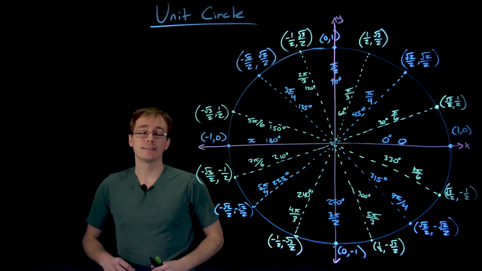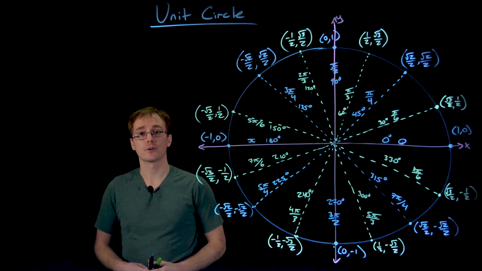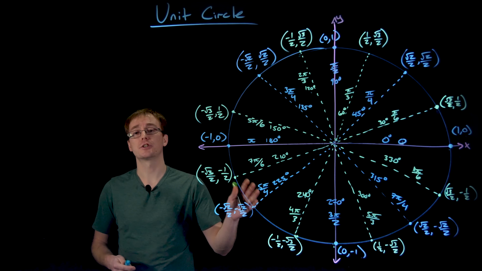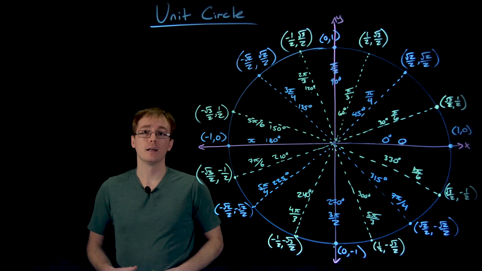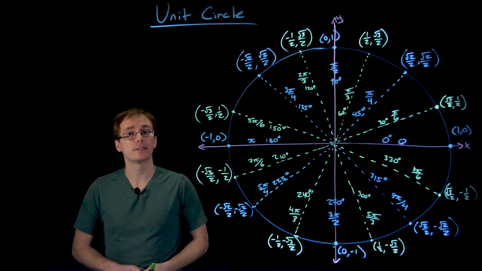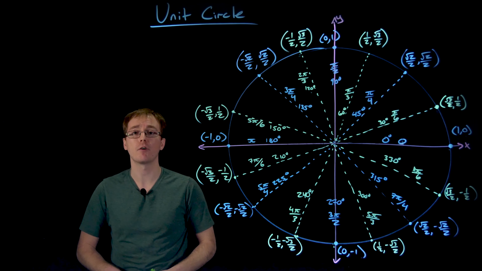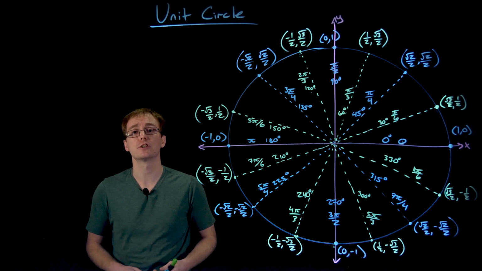We need to memorize these 16 key points on our unit circle, because when we use our trig functions from here on out, these angles are going to show up all the time. And so by knowing these 16 key points on our unit circle, we'll be able to find the exact value of our trig functions for these special angles.